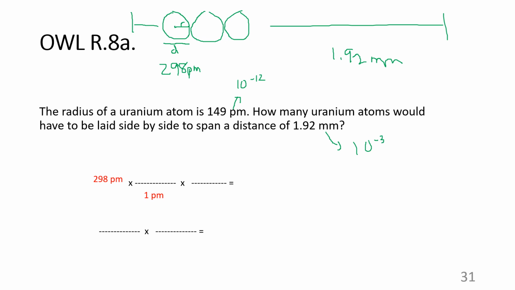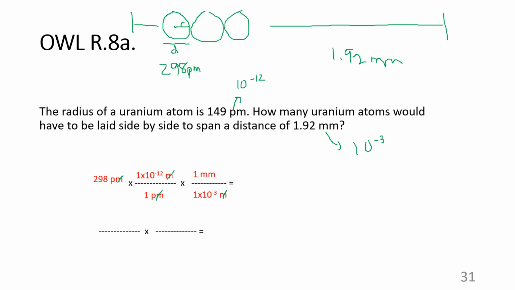And we are going to do that first by converting picometers to meters using the definition of pico as 10 to the negative 12. There are 10 to the negative 12 meters in 1 picometer. Now that we have meters, we can convert that to millimeters by using the definition of a millimeter, which is 10 to the negative 3 meters.